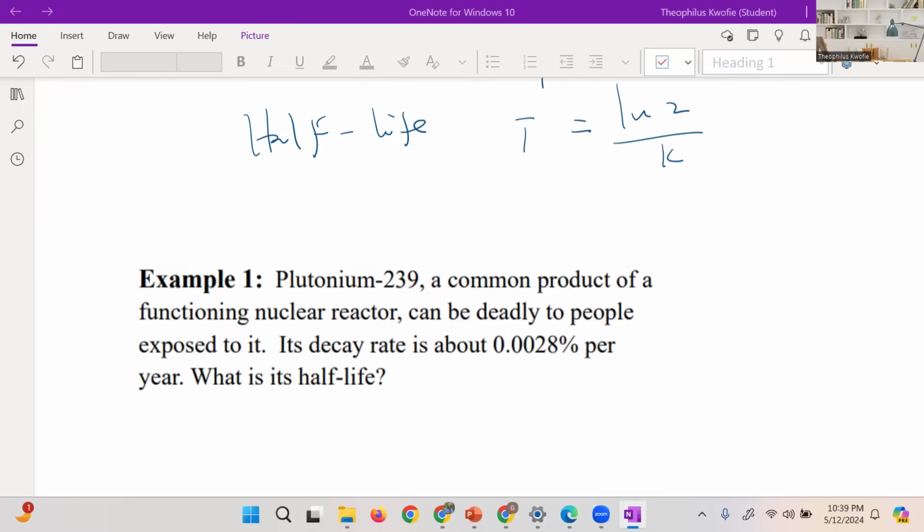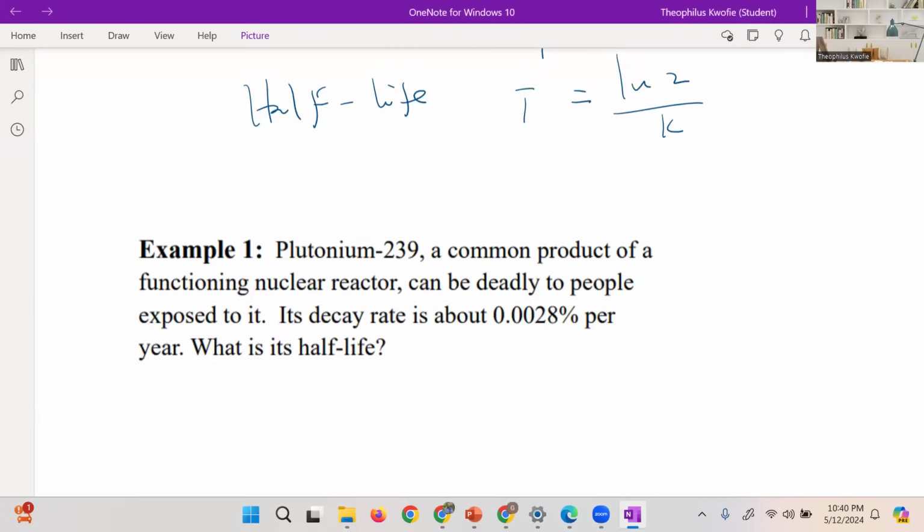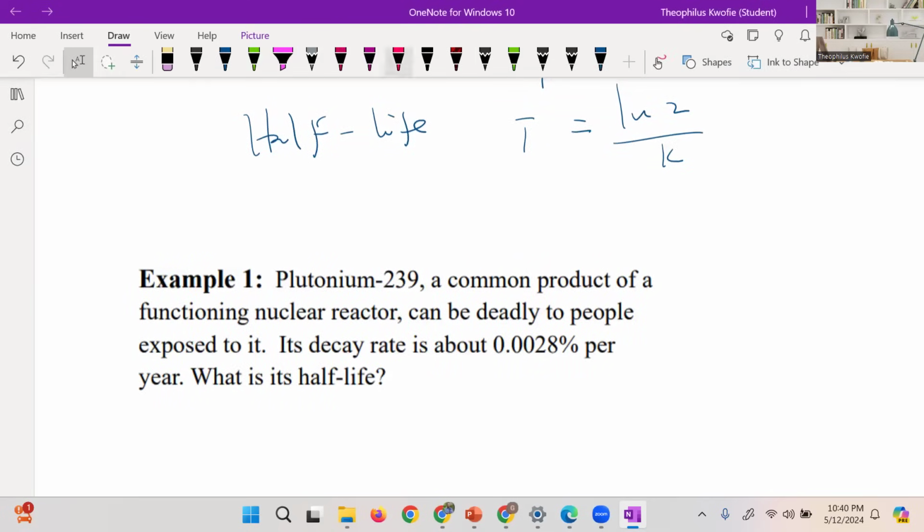All right. So let's look at the first problem of the day. Plutonium-239, a common product of a functioning nuclear reactor, can be deadly to people exposed to it. Its decay rate is about 0.0028% per year. Now the question is, what is its half-life? We have already established a theorem, and so we are just going to use the theorem to solve such problems.